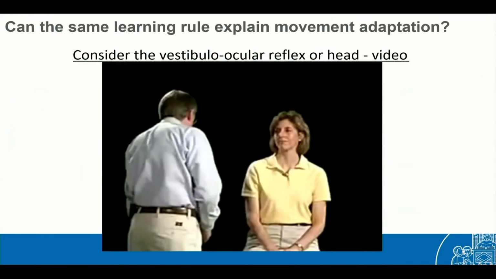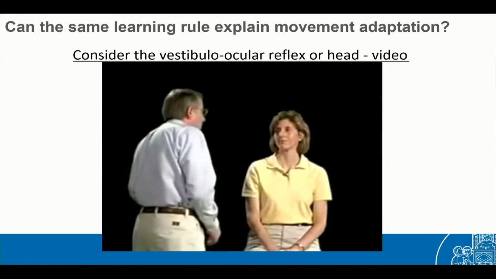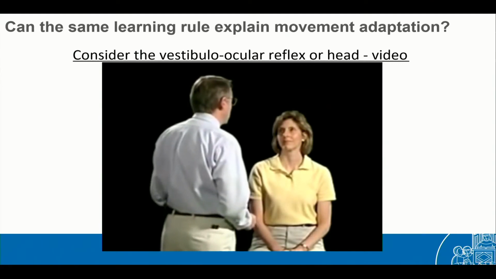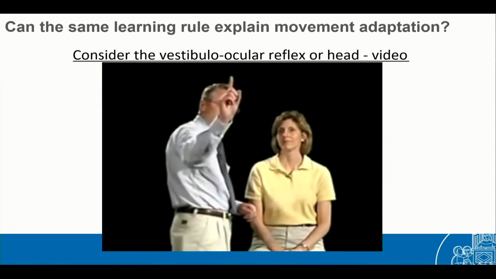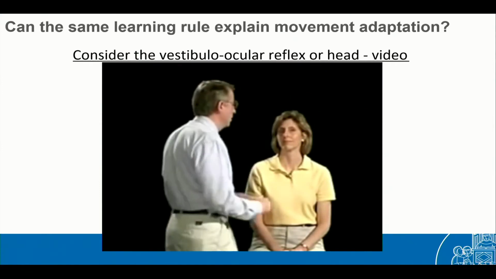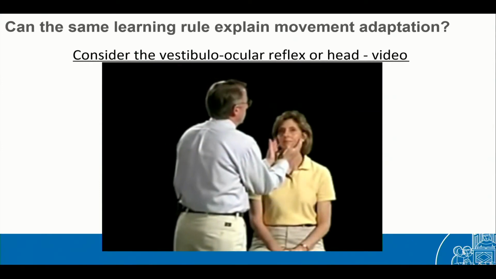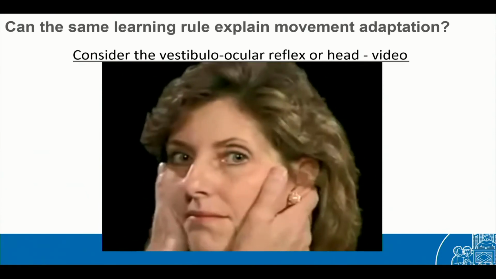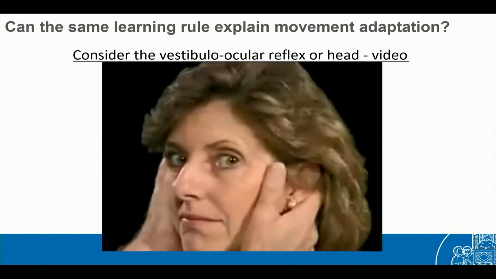We also want to use this to understand if we can use the same learning rule to explain movement adaptation, and for this reason we try to apply our cerebellar model also to other eye movements like the vestibulo-ocular reflex. As you know, the vestibulo-ocular reflex is the ocular motion that happens when, for example, you move the head and the eye moves in the opposite direction in order to stabilize the visual input on the retina.